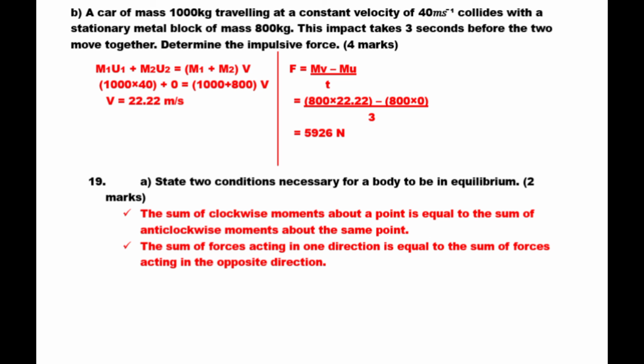So the initial momentum is 0 and the final momentum is mv, 800 times 22.22. The 800 times 22.22 minus 0, divided by 3, gives you 59.26 Newton. And that is the force, the impulsive force.